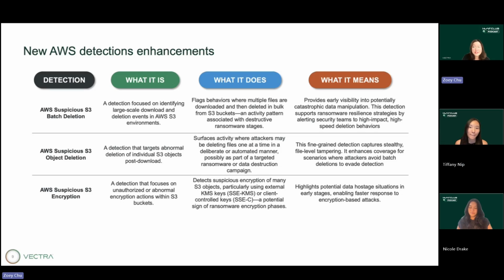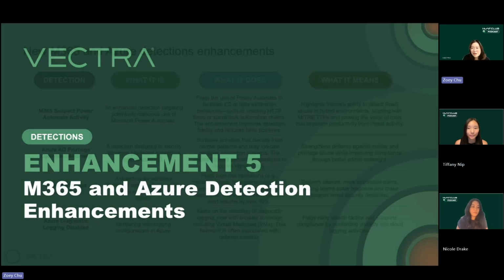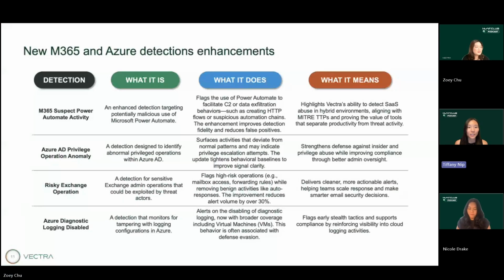Okay, we also have M365 and Azure detection enhancements, which I think there's four. So let's talk through each one of them. Yeah, sure. So we've made some enhancements with our M365 and Azure detections. First of all, for our M365, we have a set of detections that detect suspicious Power Automate activities. Basically it alerts whenever there's potential exfiltration or C2 using Power Automate. And here, what we've improved is the fidelity of the alert. We've reduced the false positives so that you can see the real urgent threats faster. So that's the first enhancement.